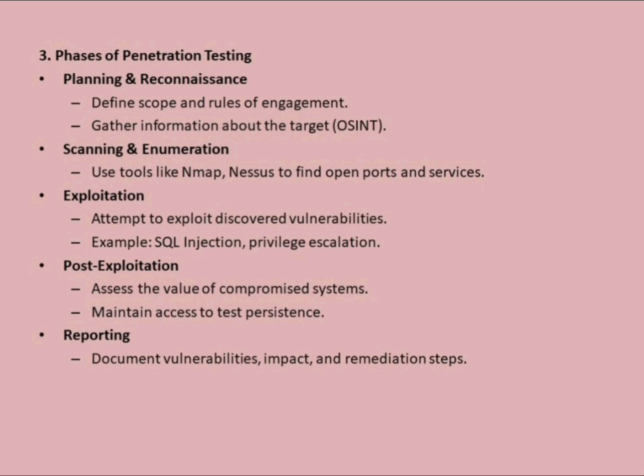The second phase is scanning and enumeration, where the tester uses automated tools to find weaknesses in the system. For example, tools like Nmap can identify open ports, such as port 80 for HTTP or port 22 for SSH, while Nessus can detect known vulnerabilities in applications and services. This phase helps testers map the attack surface of the system. Once weaknesses are identified, the third phase, exploitation, begins.